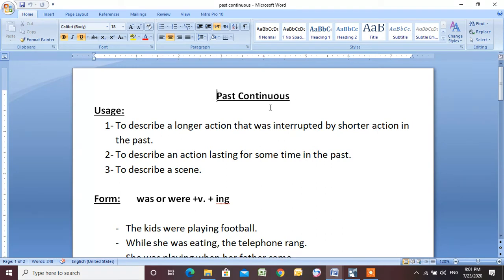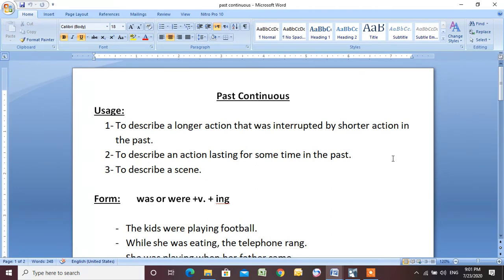We use the past continuous tense to do what? To describe a longer action that was interrupted by a shorter action in the past. So I have a long action, and this long action will be interrupted by another short action in the past tense.